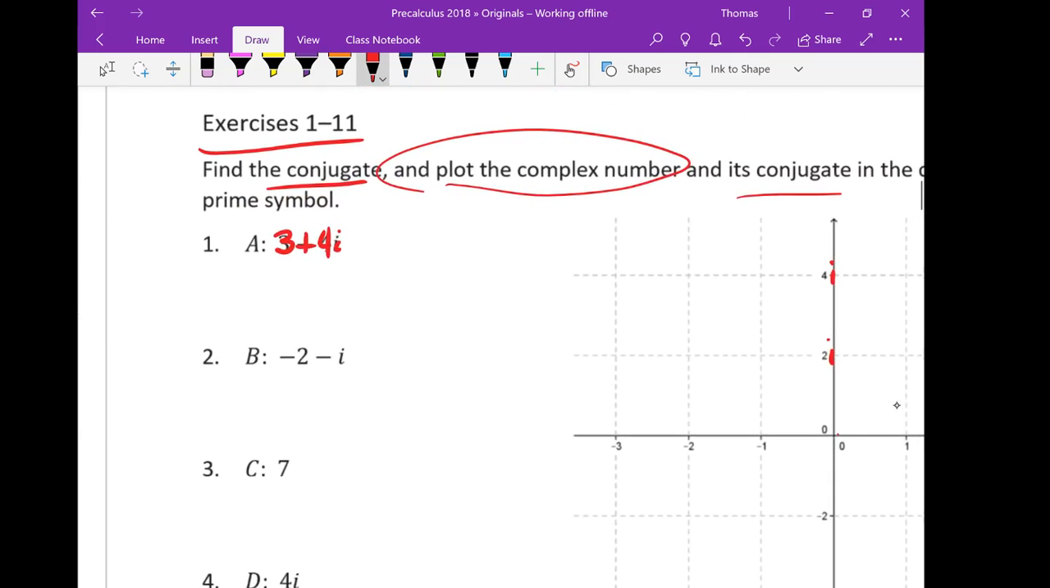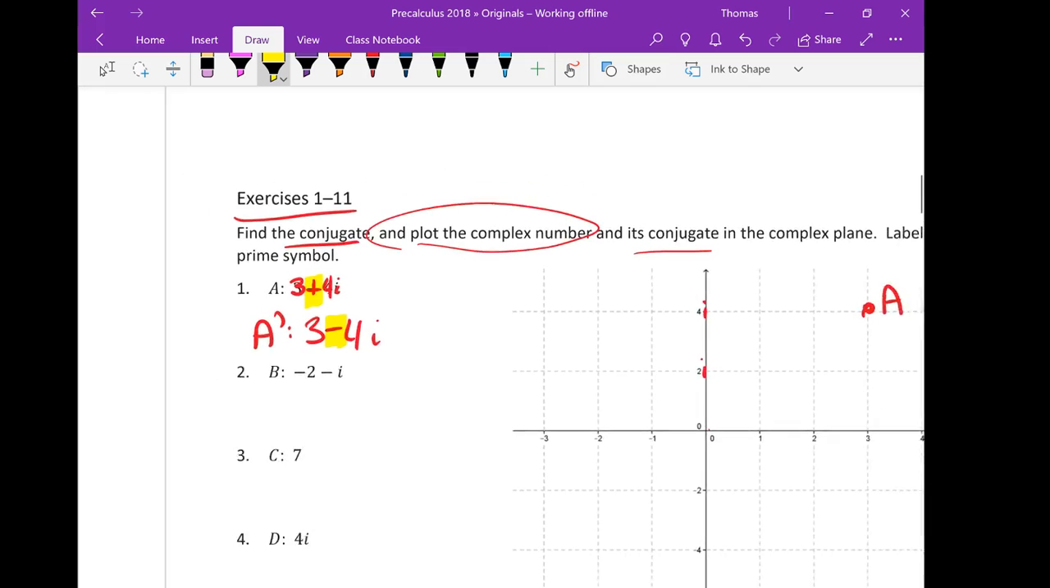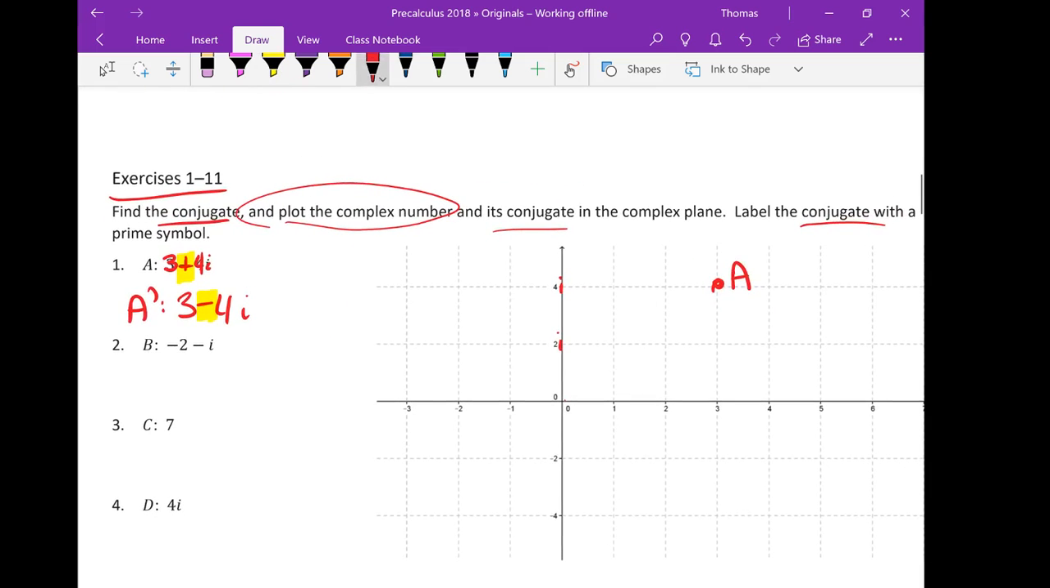Now it asks us to find the conjugate and call it A prime. Prime is just an apostrophe. Our new number is going to be 3 minus 4i. The conjugate just takes the sign of the imaginary part and changes it. So looking at our diagram, 3 minus 4i: over 1, 2, 3, down 4i: 1, 2, 3, 4. That would be our A prime right there.